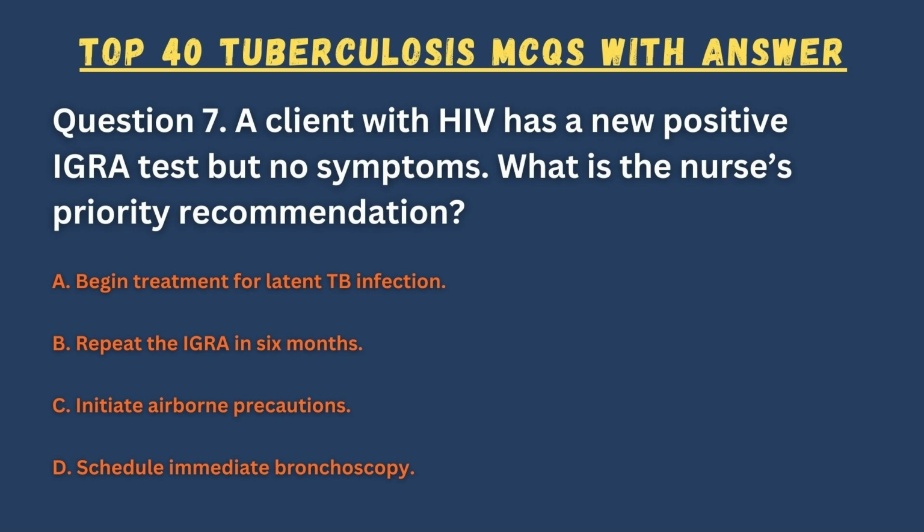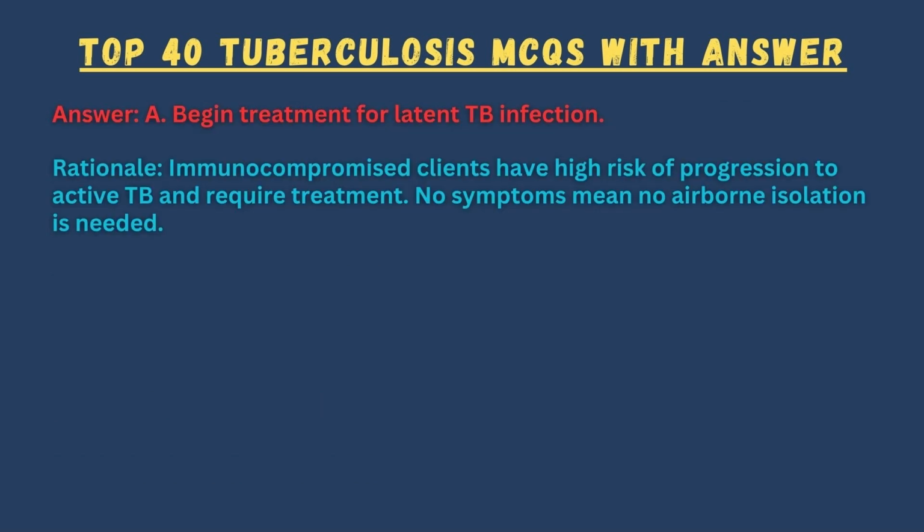Question 7. A client with HIV has a new positive IGRA test, but no symptoms. What is the nurse's priority recommendation? A. Begin treatment for latent TB infection. B. Repeat the IGRA in 6 months. C. Initiate airborne precautions. D. Schedule immediate bronchoscopy. Answer: A. Begin treatment for latent TB infection.